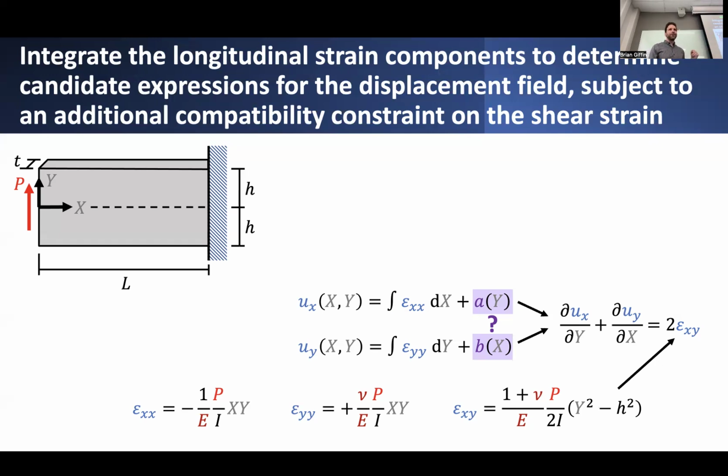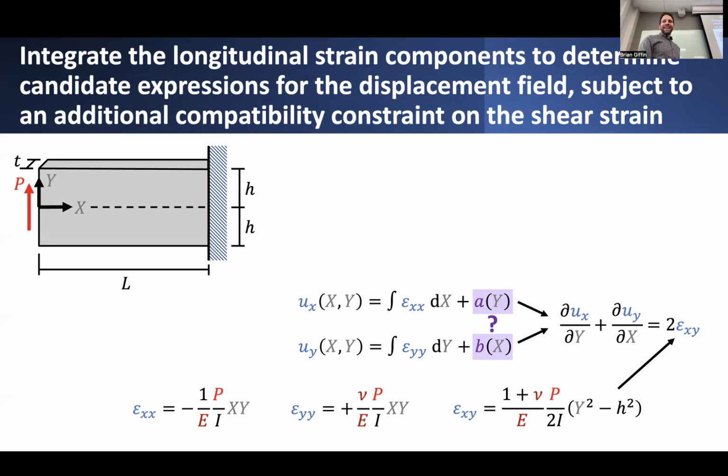We can assume some forms for A and B. We can then take partial derivatives of these assumed forms for ux and uy to come up with my expression for the resulting shear strain. And it should agree with this distribution of shear strain that we determined from our elasticity solution, from our Airy stress function. And you might think, well, hey, wait a minute.